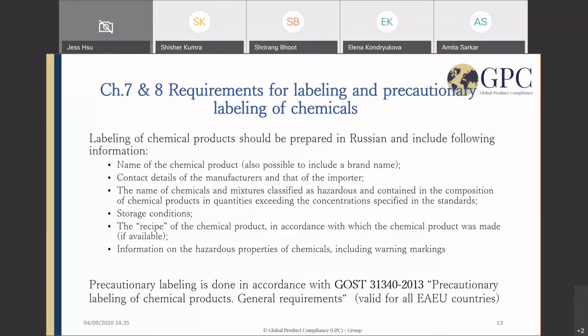Contact details of the manufacturer and that of the importer. Then the names of chemicals and mixtures classified as hazardous and contained in the composition of chemical products in quantities exceeding the concentration specified in the standards. Here you need to look more precisely into the standards. Storage conditions, the recipe of the chemical product, so what it consists of, how it has been made, and information on the hazardous properties of chemicals, including warning marks. And also there's the precautionary labeling that is done in accordance with the GOST on precautionary labeling of chemical products, and that GOST is actually valid for all the EAEU countries.